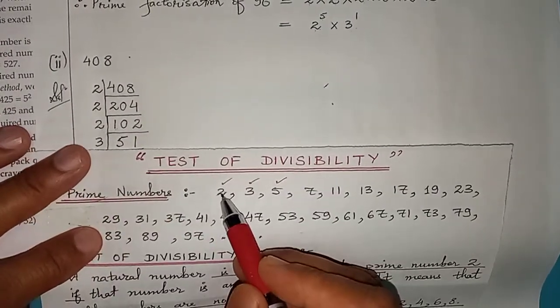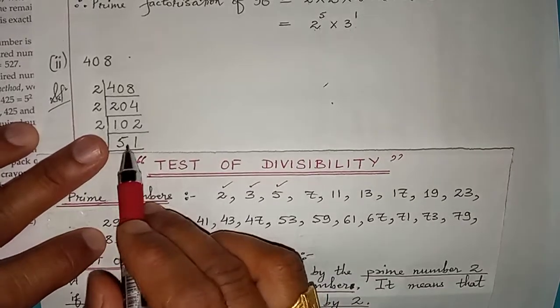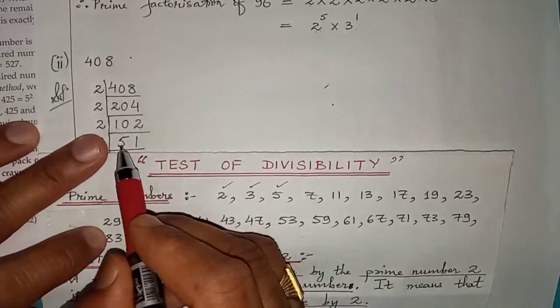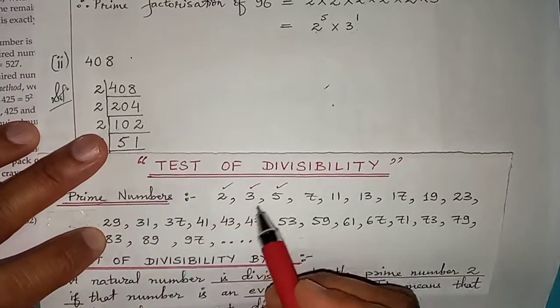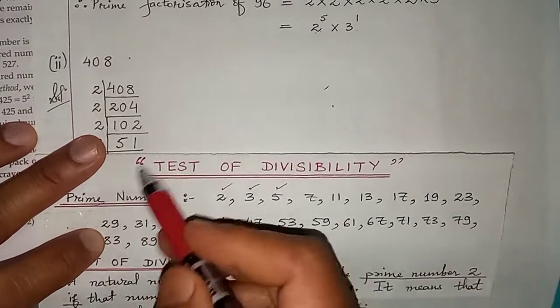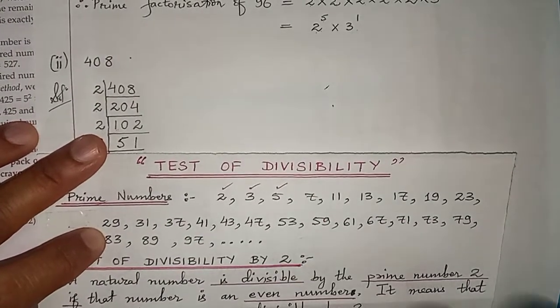Okay, that means by 2 we cannot divide 51. Since we cannot divide 51 by 2, we should jump to the next prime number, that is 3. But the question is: can you divide 51 by 3 or not? Generally we remember the table of 3, 3 times 10 are 30, but whether it's divisible or not, we don't know. If it's divisible also, how many times, you don't know.